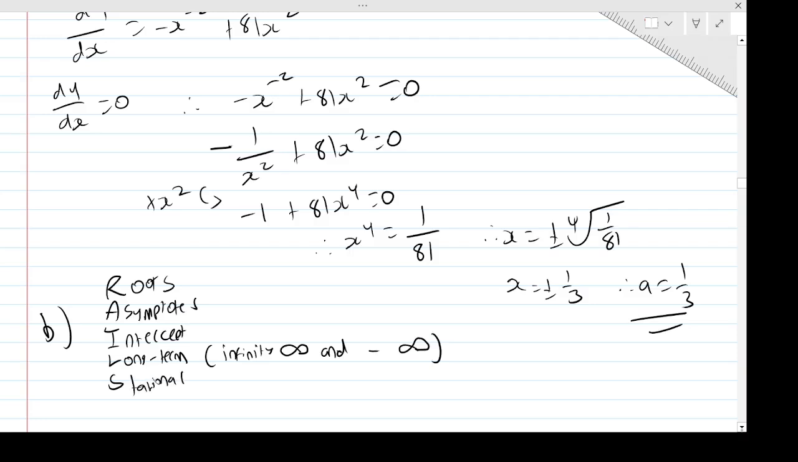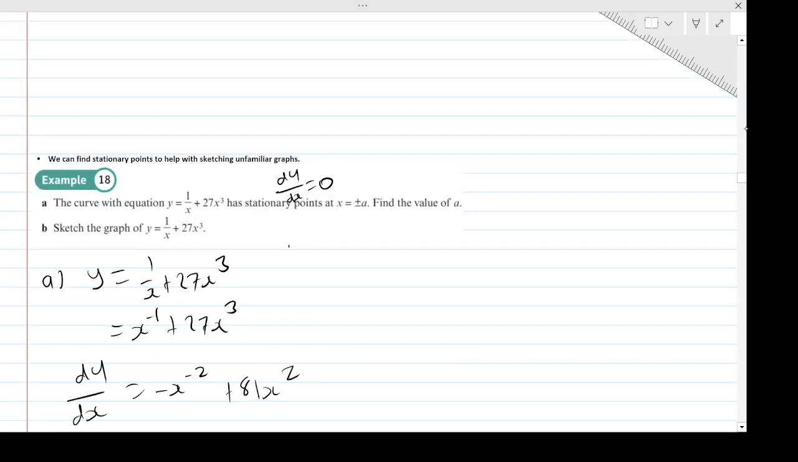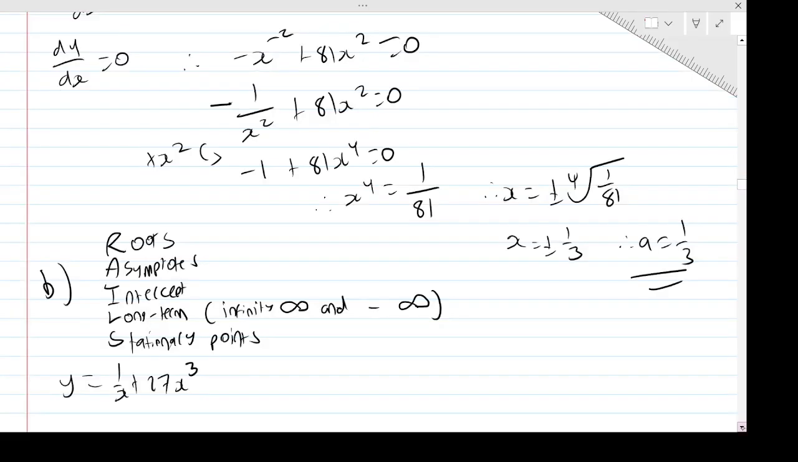So when we looked at graph sketching in chapter 4, we could do these 4 things here, but in order to have a very good idea of what the graph will look like or how it behaves, we also need to consider stationary points, which we can now do, which now allows us to sketch graphs more effectively. So with this idea, we need to sketch y is 1 over x add 27x cubed. So we're going to use this RAILS idea.